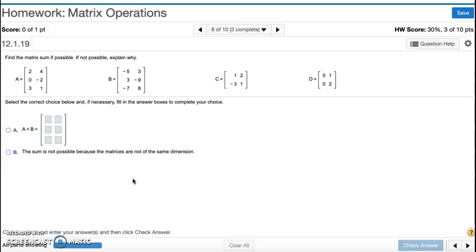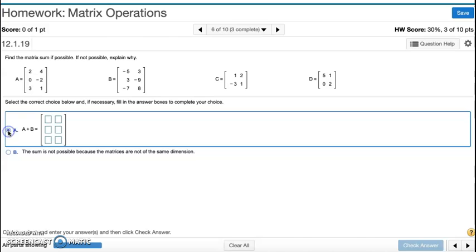If not possible, explain why. Basically, they need to have the same dimensions. A plus B is possible. They have the same dimensions. So we just add them up.